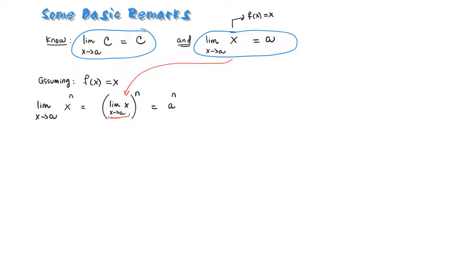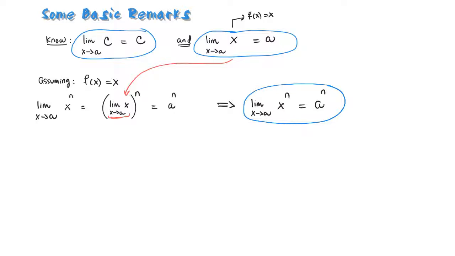So from now on, whenever you encounter the limit as x approaches a of x to the n, you can always substitute a into the variable and right away say that the value of the limit is a to the n. I'm going to also circle this in blue, okay?